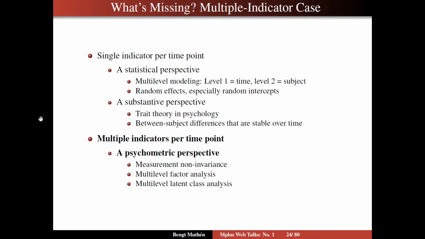So on slide 24, we now move from the single indicator situations that we've looked at, and we'll take a closer look at multiple indicators per time point, which is really the setting that latent transition analysis is focusing on. We're going to take a look at this from a psychometric perspective, where we'll get into issues of measurement non-invariance and multi-level modeling of both factor analysis and latent class analysis.